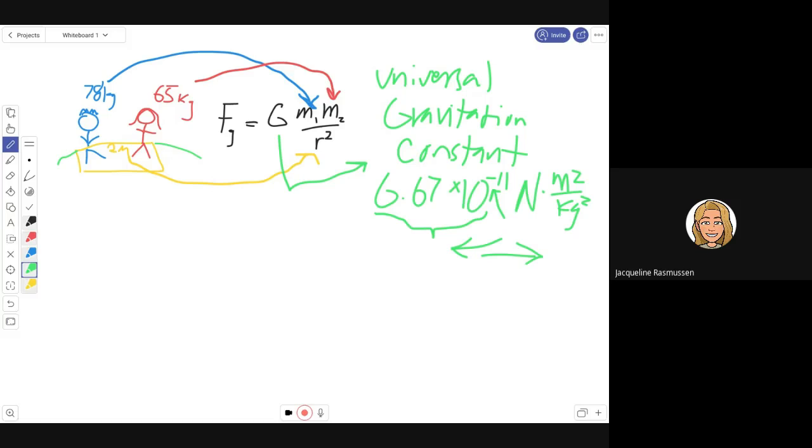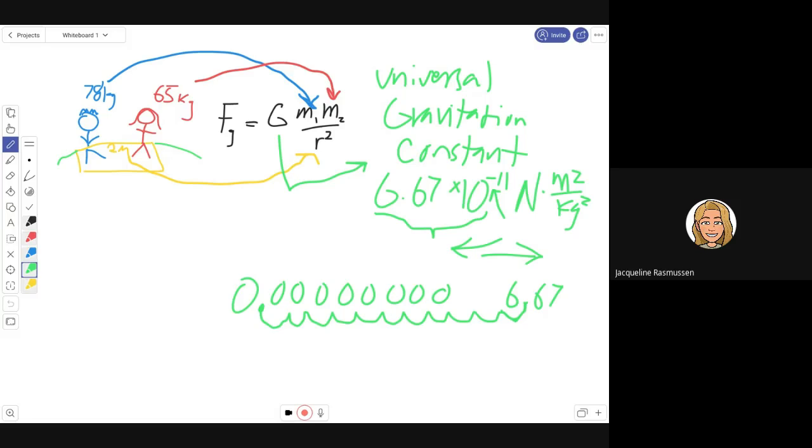So if we were to write this out not in scientific notation, it would be 6.67, and then we would have to move this decimal point over to the left 11 times. So 1, 2, 3, 4, 5, 6, 7, 8, 9, 10, 11. That would be the new place where the decimal goes. So it would be a 0 in every spot that we created here. So the actual number is 0.0000000000667. And that is so small.